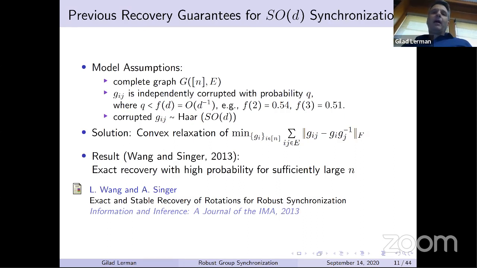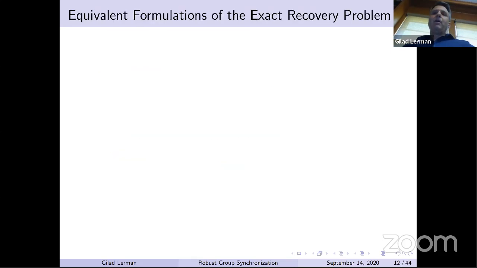So this was an impressive result, the first mathematical result in SOD synchronization. However, we are 7 years behind it, and I think it will be interesting to have more general models, especially to try to address the adversarial model. So we need to have different techniques. And before I tell you about our technique, let me motivate the problem even more. So let's talk about equivalent formulations of the problem.